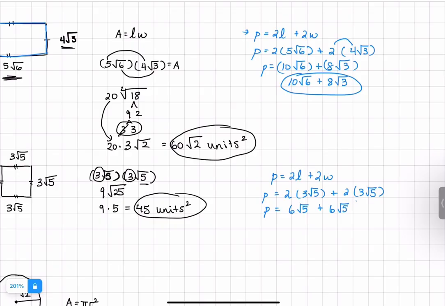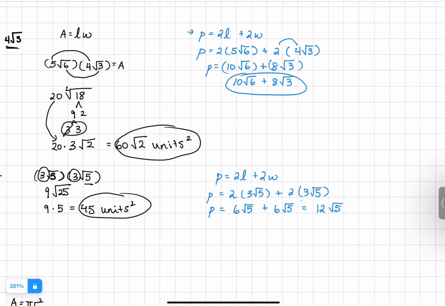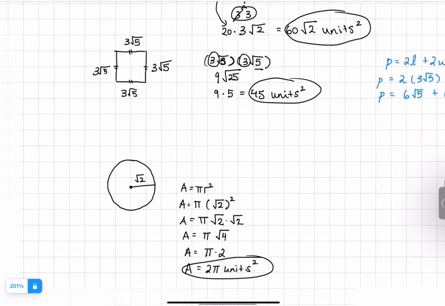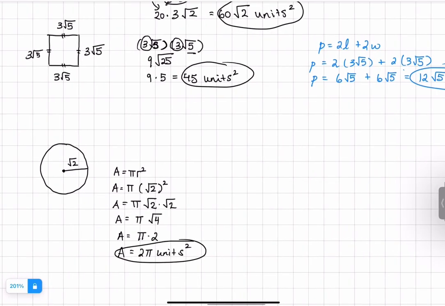We can add these numbers together because the radicals are the same. So the answer would be root 5, and then 6 plus 6 is 12. We can't simplify this further, so it would be 12 root 5 units. I forgot to put units here, so make sure you add that. Don't forget it.